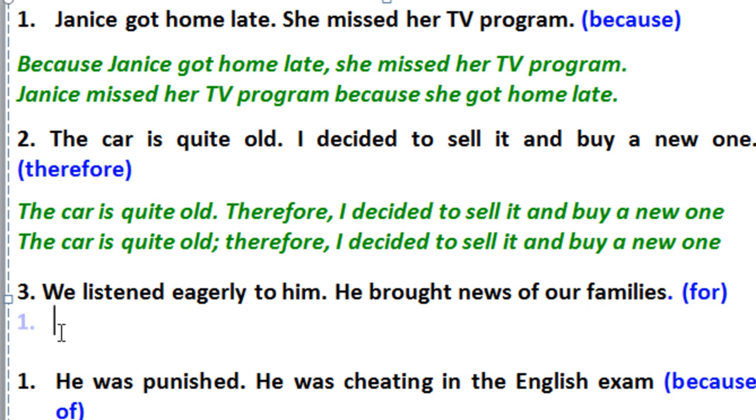The third pair of sentences, we listened eagerly to him. He brought news of our families. So the clause that expresses cause is the second. He brought news for our families. The first expresses effect, and for is a linking word of cause. It introduces a cause, and I told you that this linking word goes in the middle of a sentence, and it should be preceded by a comma.